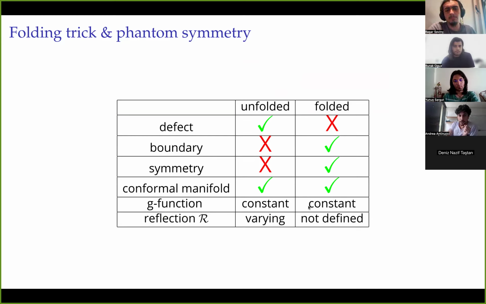And you can also see that the G function will be constant again, because the G function is an effective measure of the number of degrees of freedom, and is monotonically decreasing along the RG. So when you have conformal manifolds, you don't expect the G function to vary. On the other hand, the reflection coefficient is not even defined in the boundary picture, because you folded the theory, so there is no way of talking about reflection. As you will see, we will not have time to explain the details, but the reflection coefficient will vary along the conformal manifold in these situations.